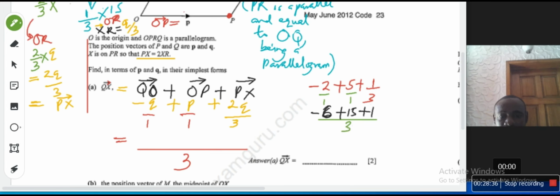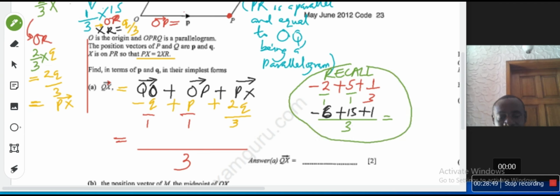So you get your answer. Perhaps this one would have been something like this, so I'm using this to recall in case you have something like this. This is what you would have done, and you get your answer. So we're applying the same principle here.